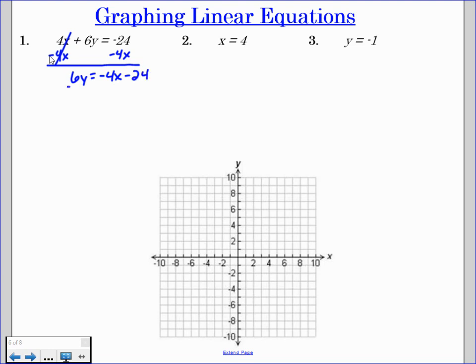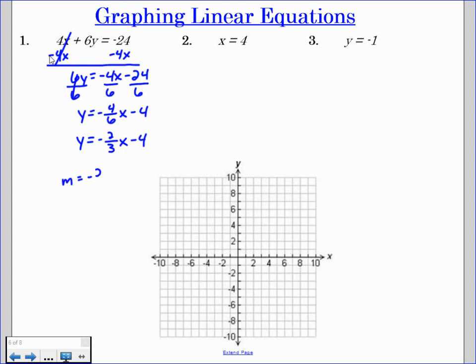And then the last thing I need to do here is, again, get y by itself by dividing everything in this equation by 6. That will leave me with y equals negative 4/6 x minus 4. I'm going to go ahead and simplify the slope to negative 2/3. You do not have to do this, but I'm going to just because I like to have my fractions in simplest form if possible.